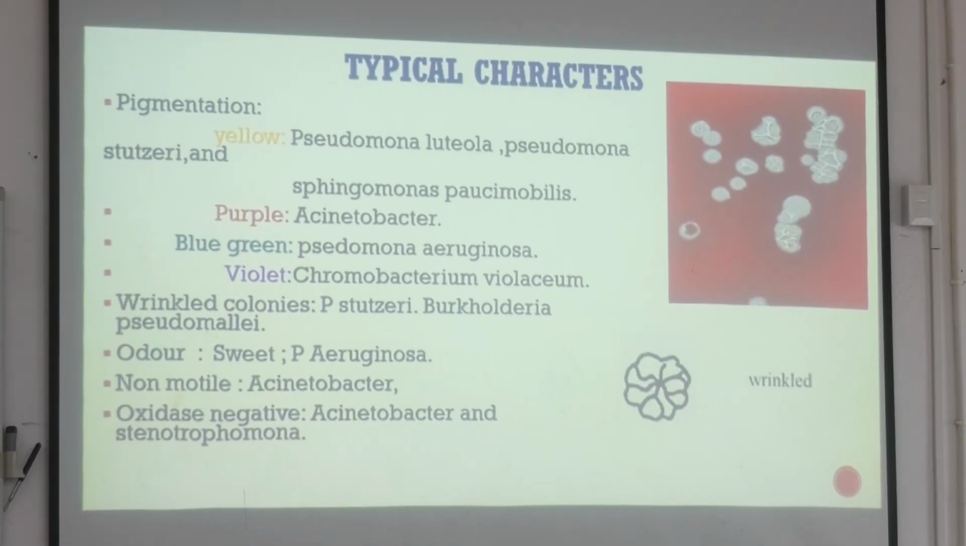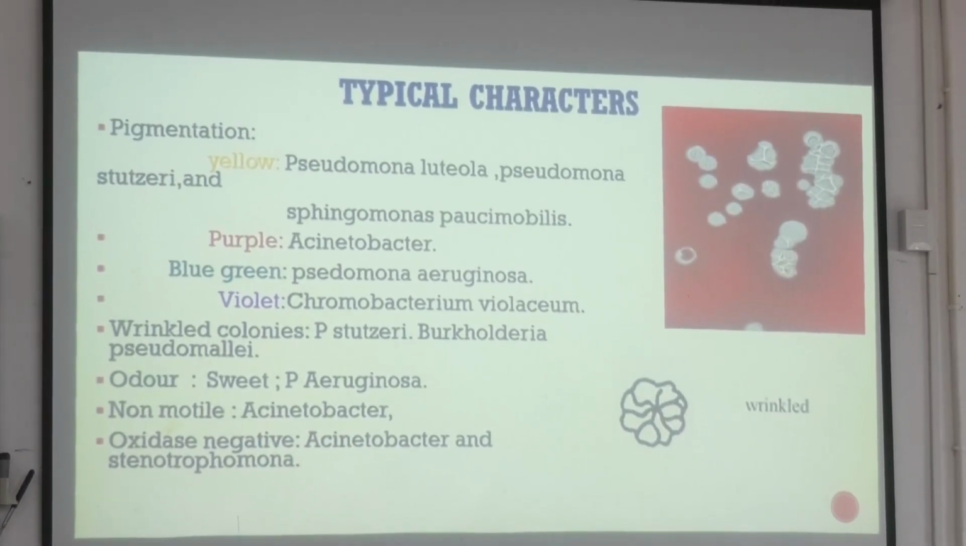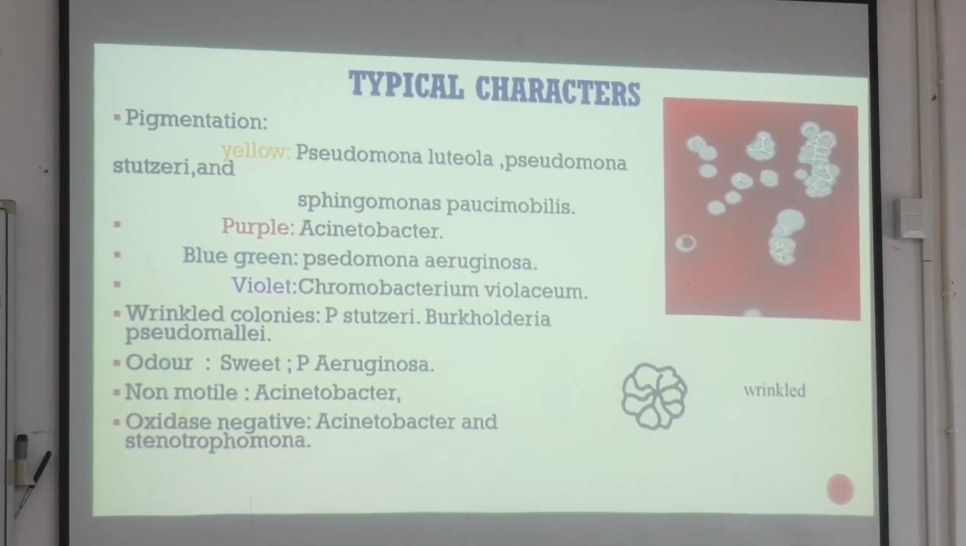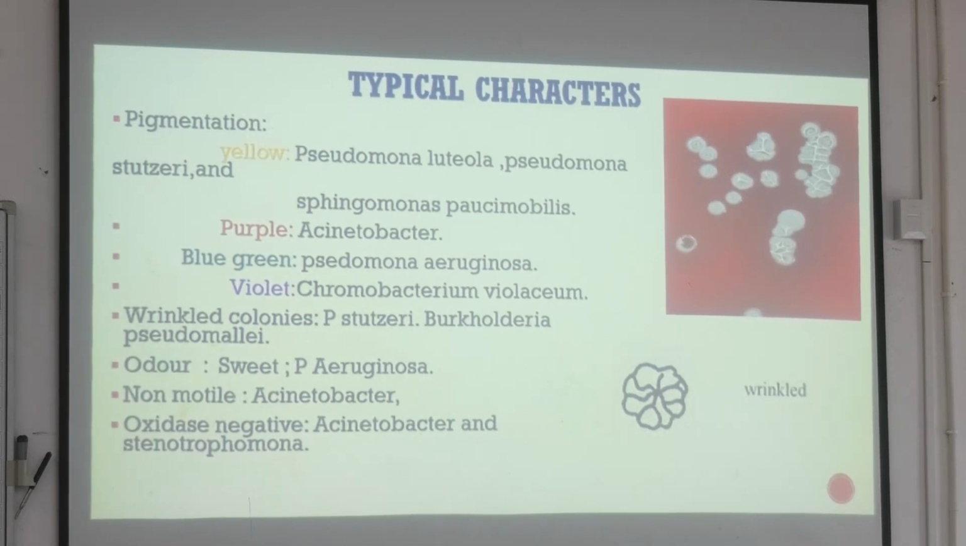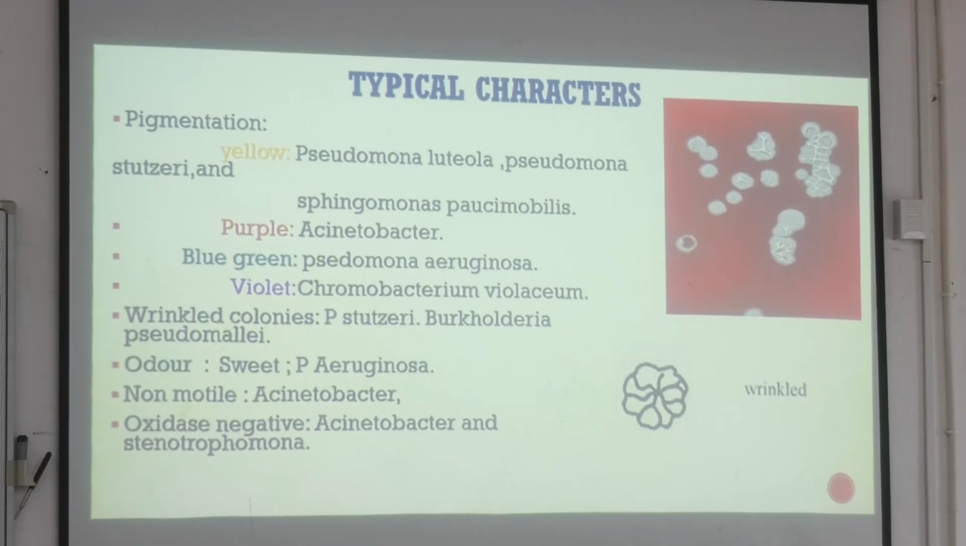The typical pigmentation is a unique property of this group. The pigmented strains are Pseudomonas luteola, Pseudomonas stutzeri, and Sphingomonas paucimobilis. Rarely, these particular groups are identified. The purple color what we see in MacConkey media, in case of Acinetobacter, it is very difficult to identify this purple color. Blue-green color in Pseudomonas aeruginosa, violet color in Chromobacterium violaceum. So the bacterial world is very much colorful.